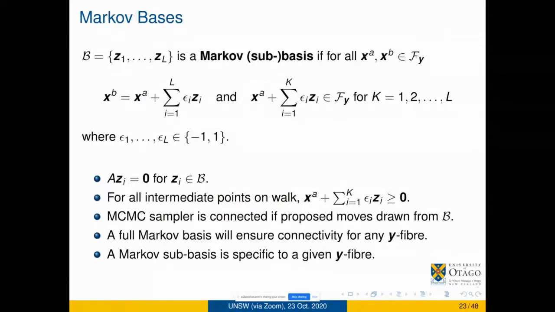So what do we need? Well, what we need is a Markov basis or a Markov subbasis. A Markov subbasis is a set of moves, here I've called them Z1 through ZL, such that you can travel between any 2 points, called XA and XB, on the Y fibre without ever leaving the Y fibre. In other words, it is a set of moves that allows me to connect my Y fibre. A set of moves is a Markov subbasis if they connect a fibre for a given Y. A set of moves is a full Markov basis if they connect any fibre. So for a given matrix A, for any observed vector Y, they will connect the fibre.